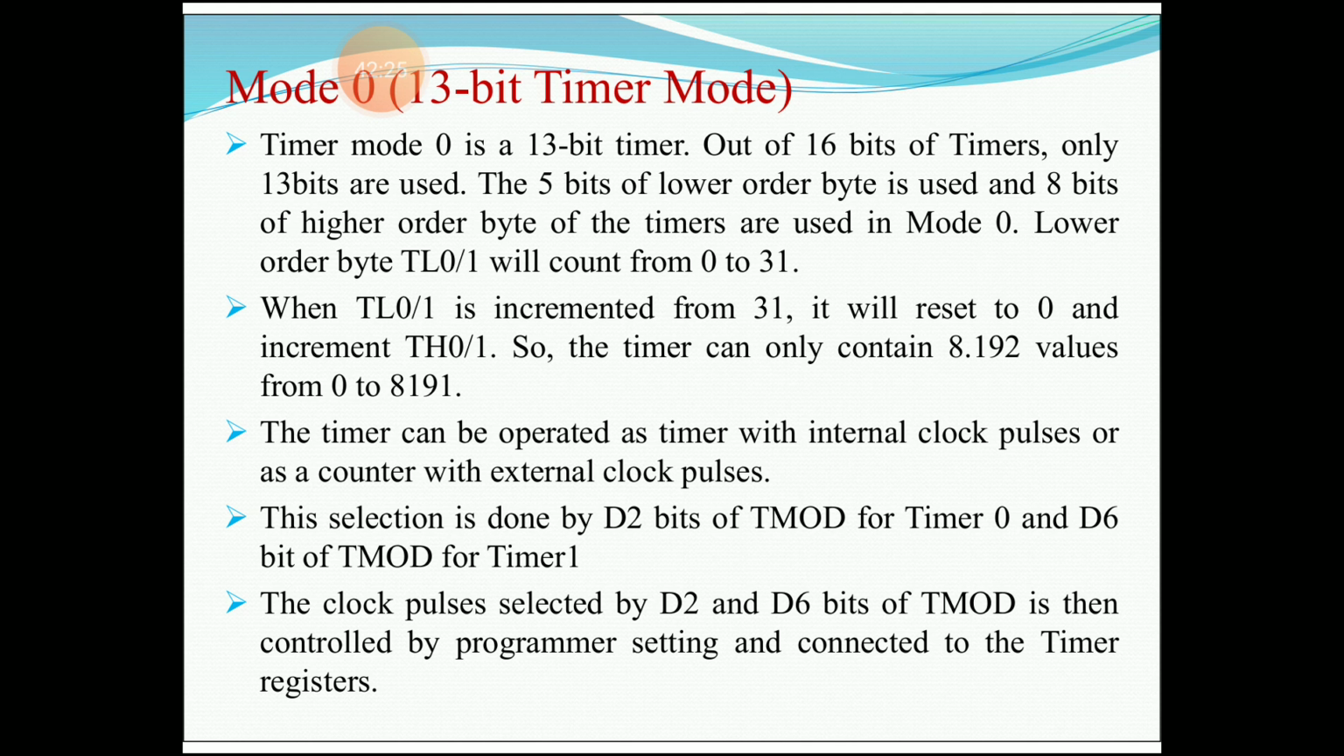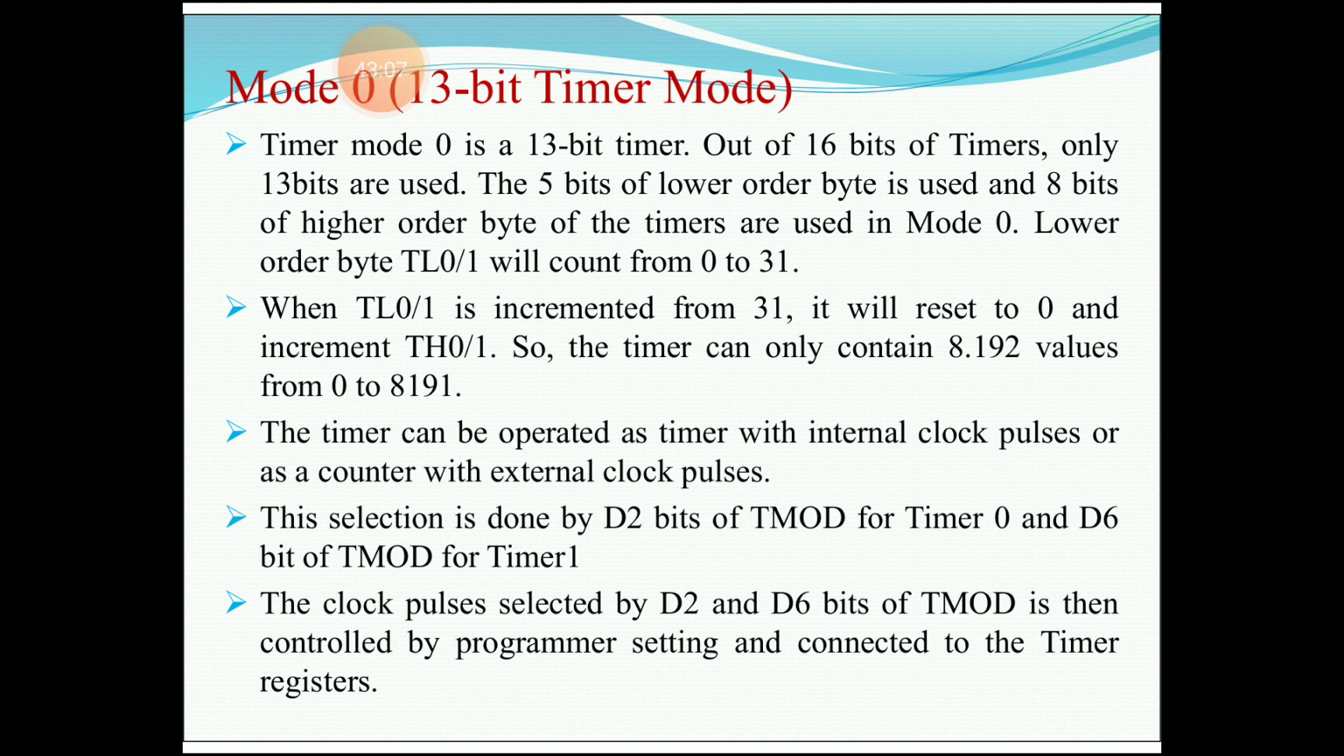When TL0 or TL1 is incremented from 31, it is reset to 0 and increments TH0 or TH1. So the timer can only count the maximum value 8192, that is from 0 to 8192. The timer can be operated as a timer with internal clock pulses or as a counter with external clock pulses. This selection is done by the D2 bit of the TMOD register for timer 0 and the D6 bit for timer 1, that is the C/T bar bit.